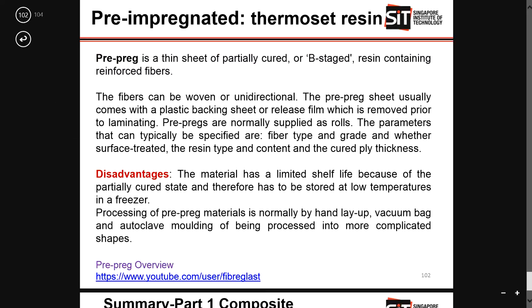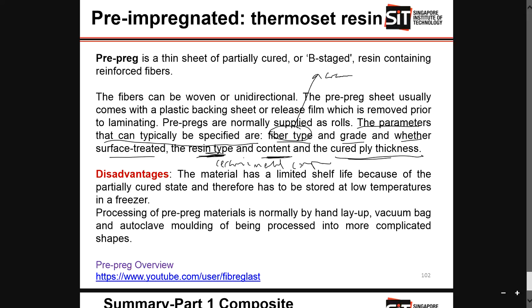And in order to select, the parameters that are typically specified are fiber type, the grade, and whether it needs to be surface treated, the resin type or your matrix type, and the content, and the cured ply thickness. You're going to talk about the thickness, the content inside the matrix. What matrix do you want? Is it a ceramic? Is it a metal? Or is it a composite? Or your fiber type? Is it a ceramic? Is it a fiberglass? Or is it a carbon fiber?